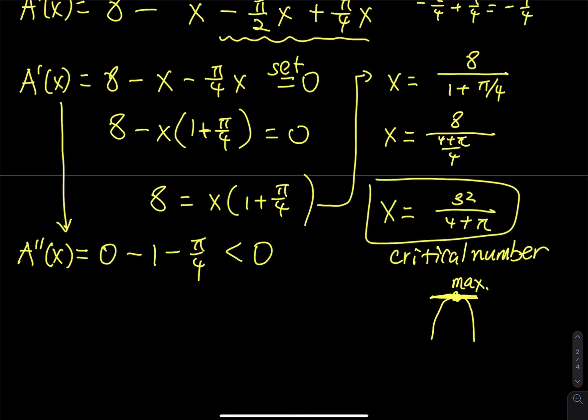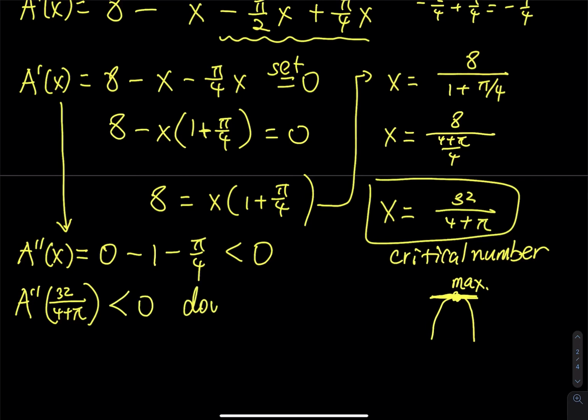Let's plug in the number. For a double prime at 32 divided by 4 plus pi, is the function still concave down? The answer is yes, because there is no x to plug in. When you test the second derivative, it's always negative. That means the function is always concave down. It doesn't matter what x equals. The function is always concave down, so that is less than 0.